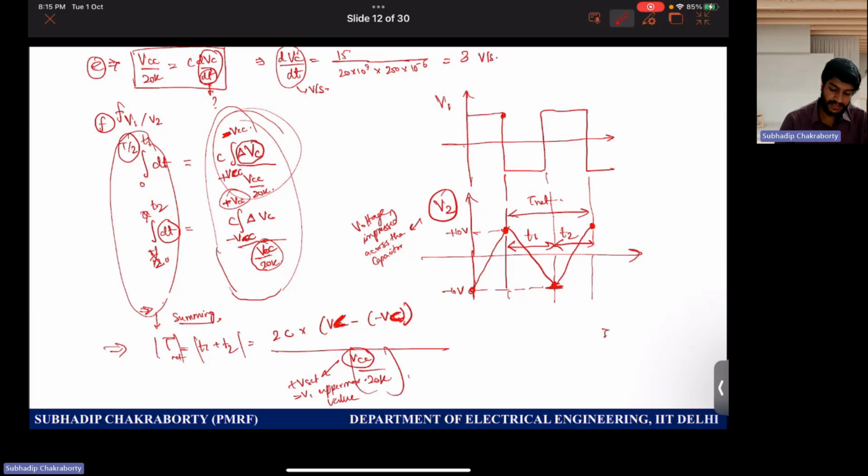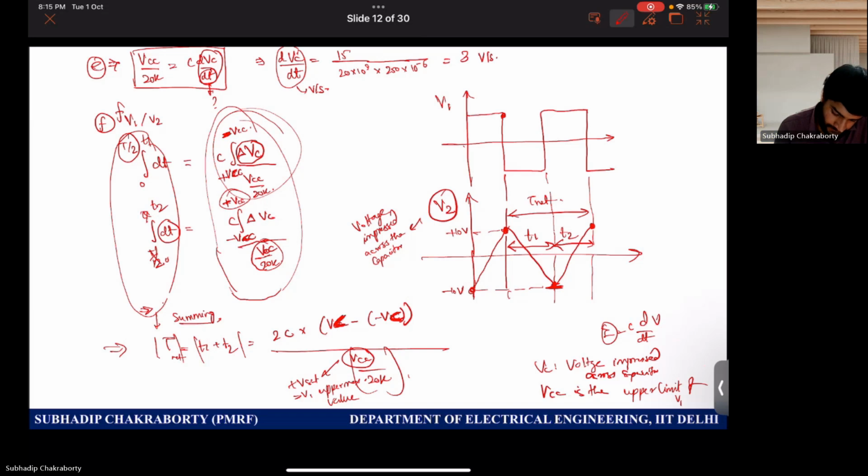We are just following I equal to C dV/dt. So this is the current, and VC is the voltage impressed across the capacitor. VCC is the upper limit of V1. So these two are defined. Now calculate what it is coming.